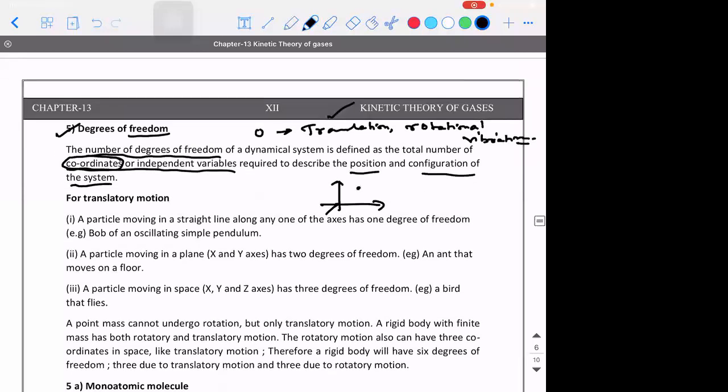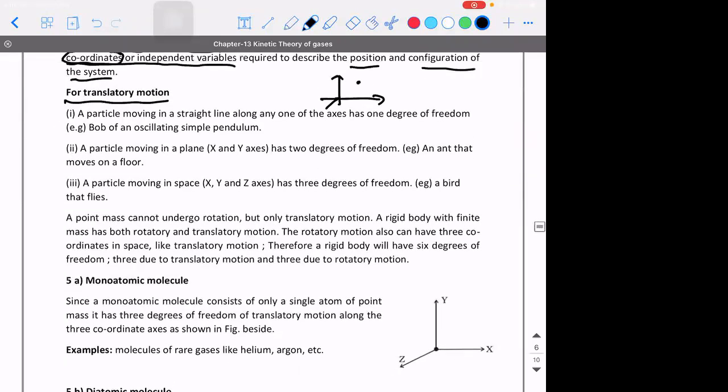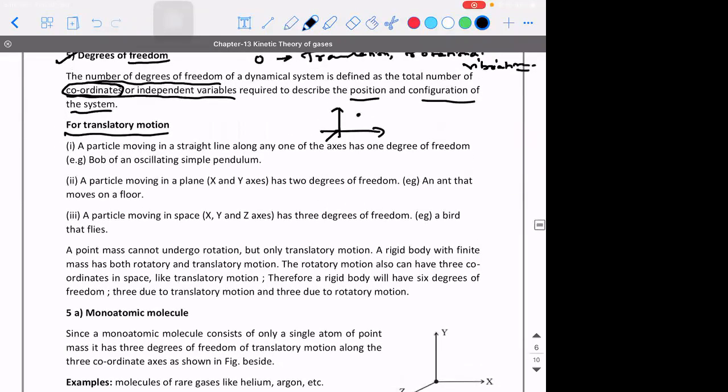So, as I told you, whenever you talk about a particle, it has a translatory motion, a rotational motion, and vibrational motion. So, let's see translatory motion. Whenever I say translatory motion, the particle has to move in a straight line path. So straight line means how many degrees of freedom? Straight line means it is moving like this. So how many degrees of freedom does the particle have? A particle moving in a straight line has 1 degree of freedom.